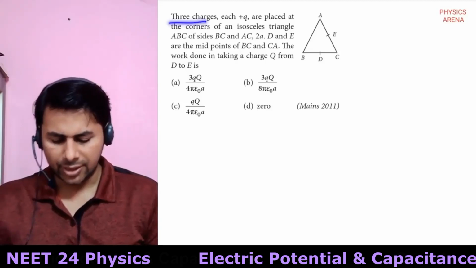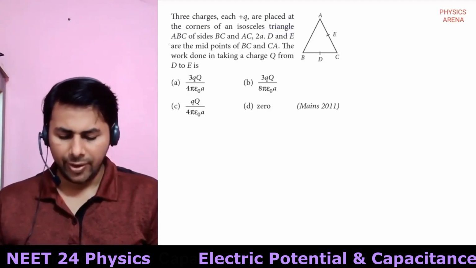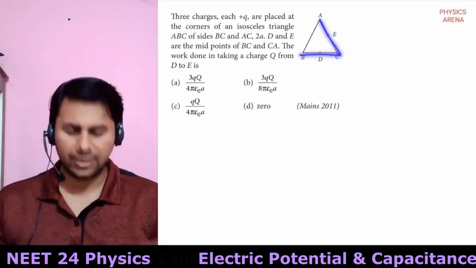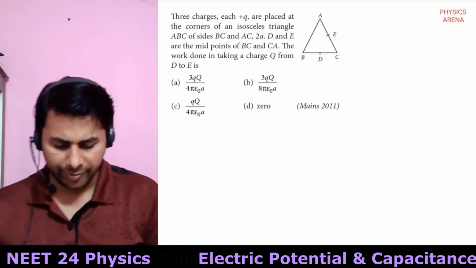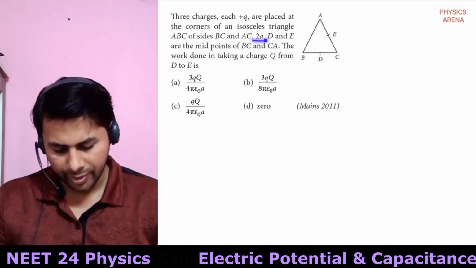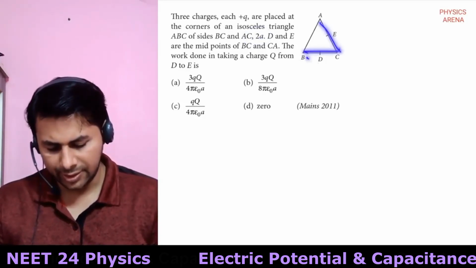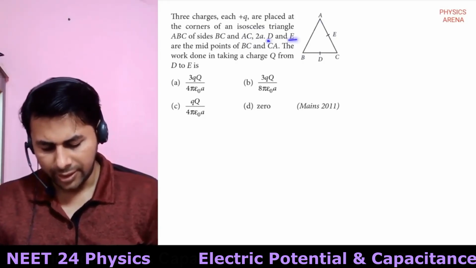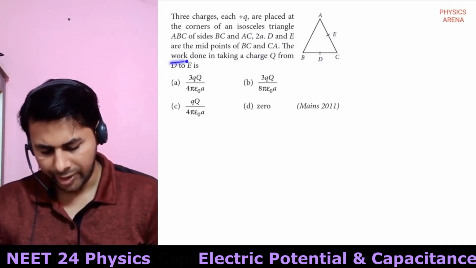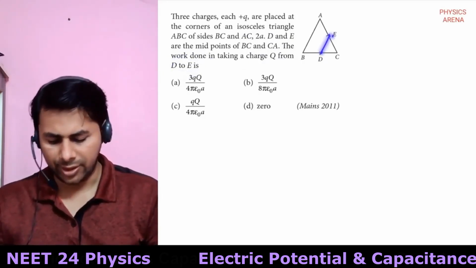Next one: 3 charges, each plus q, are placed at the corners of isosceles triangle ABC of sides BC and AC. So BC and AC are the same. Okay, they mean BC and AC have the same length, and that length is also given. It is 2a. D and E are midpoints of BC and CA. Work done in taking a charge Q from D to E is, how much work will be done?